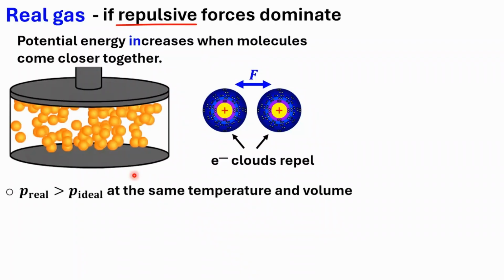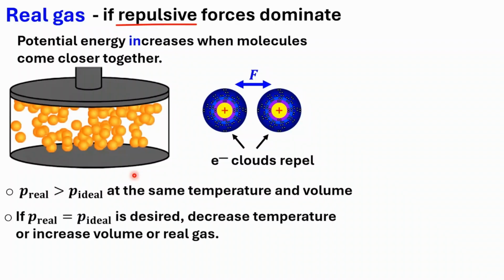When repulsive forces dominate, a real gas will have a higher pressure than an ideal gas at the same temperature and volume. That's because those particles are pushing away from each other and they're colliding with the container more often than with an ideal gas. If we want the pressure of a real gas and an ideal gas to be the same, then we either need to decrease the temperature to slow that real gas down so it's not banging against the container as often, or we need to increase the volume to give them a little bit more space to breathe.